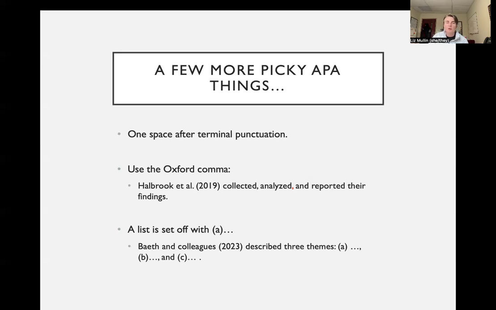You want to make sure you use an Oxford comma. This is when you're giving a list of 3 or more things, like Hallbrook collected, comma, analyzed, and then you do have a comma here, and reported. As opposed to some writing style formats that do not use this comma, APA style does. And if you're going to give me a list of things, then you have to do the list with the lowercase letter in parentheses. So Baith and colleagues, 2023, described 3 themes: (a), (b), and, check out that Oxford comma, (c).